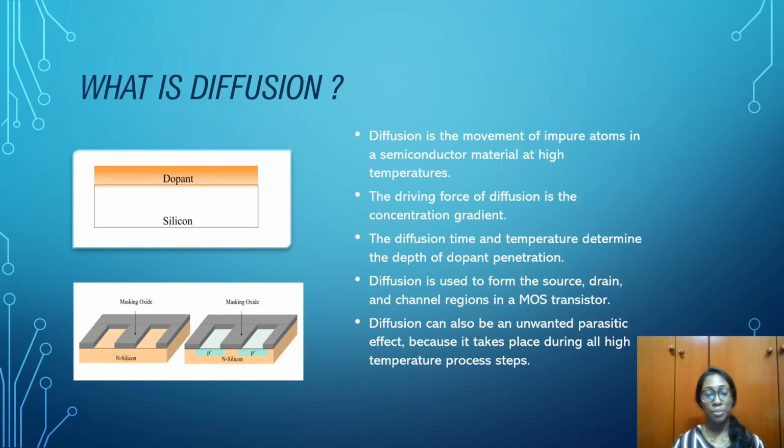Moving on, we are going to be discussing what diffusion actually is. Diffusion is the movement of impure atoms in a semiconductor material at high temperatures. Diffusion can also be an unwanted parasitic effect because it takes place during all high temperature processes. The driving force of diffusion is the concentration gradient. The diffusion time and temperature determine the depth of dopant penetration. Diffusion is used to form the source, drain, and channel regions in a MOS transistor.